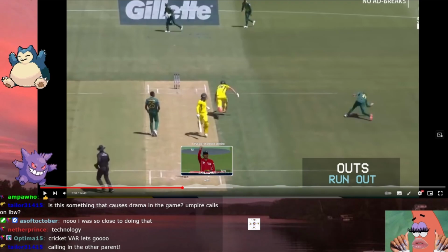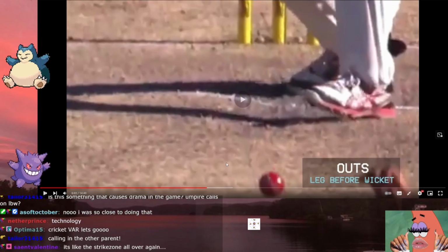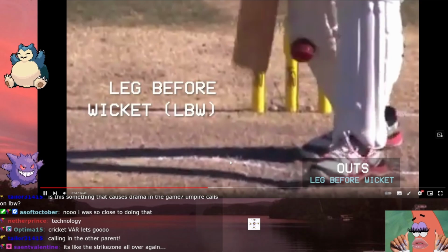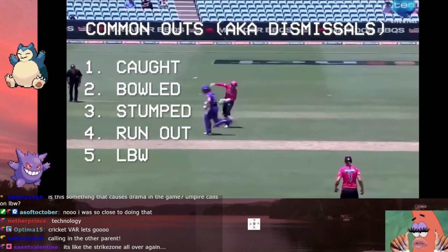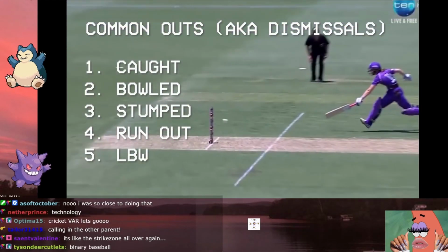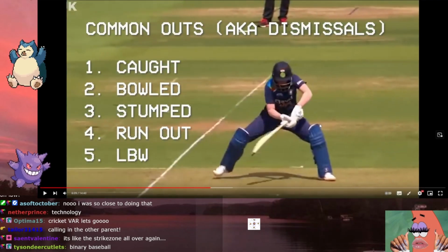But yeah, that's LBW. Their body. This is called a leg before wicket. So those are the most common ways that you will see a batter or runner get put out by the fielding. There are 5 more ways that you can be dismissed in cricket.